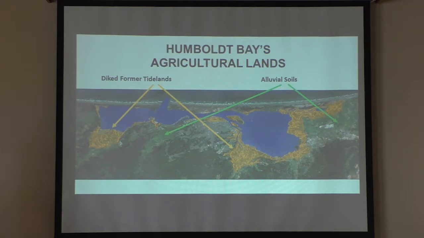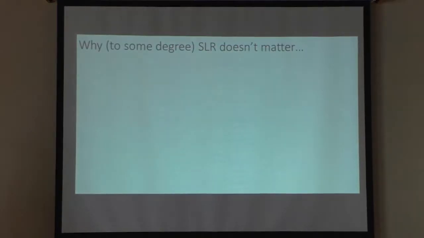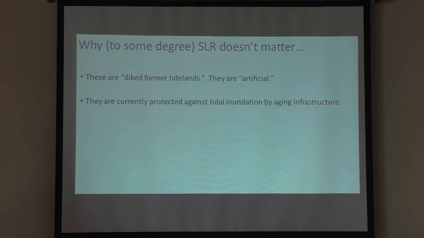As Oleron pointed out, and thank you, Oleron, I just stole this slide from you while the break was happening. This is all former tidelands that we're talking about. So why, to some degree, sea level rise doesn't matter? They're diked former tidelands. All these lands are artificial. They're recovered from the bay. They're currently protected against tidal inundation by aging infrastructure. They're already vulnerable to tidal influence and tidal inundation, with or without sea level rise.